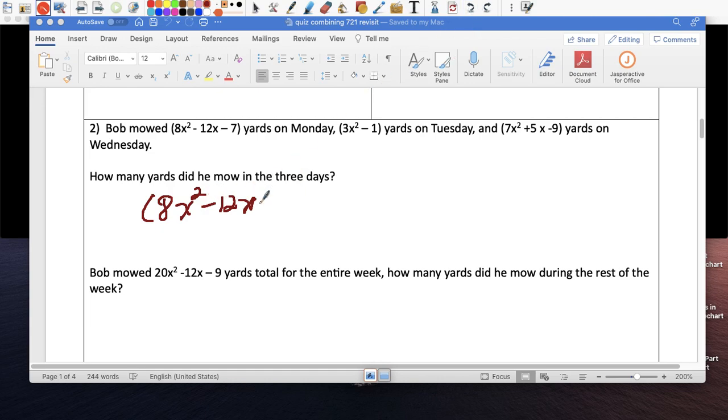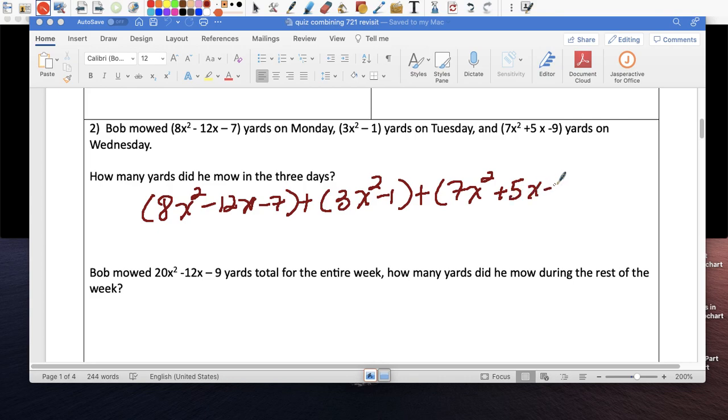x squared minus 12x minus 7. That's Monday plus Tuesday, 3x squared minus 1, plus Wednesday. And that's what you should start with. That's what we're doing, right? We're adding all three. Now, I'm going to remove the parentheses.